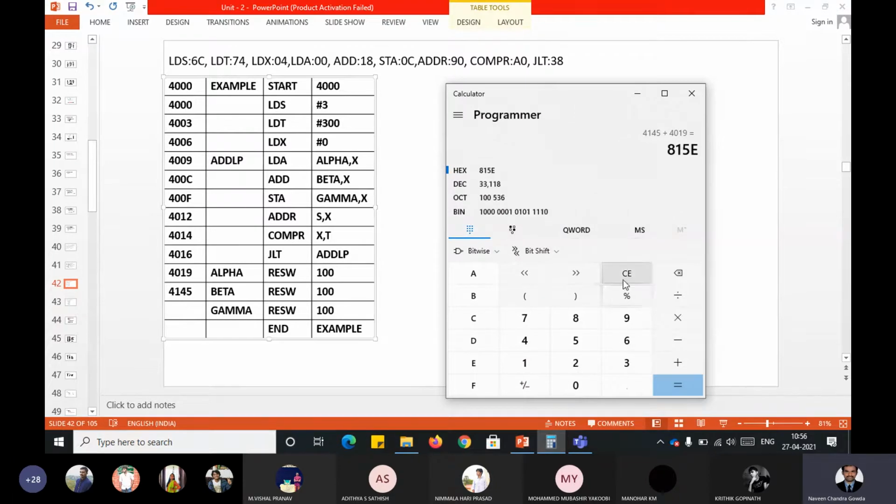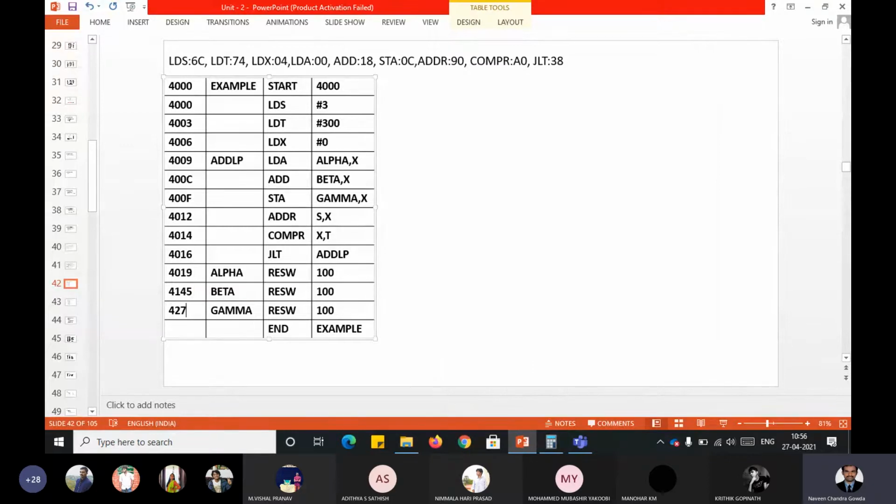So in decimal it is 300. When you convert into hexadecimal it is 12C. That 12C you'll be adding with this 4145. When you add to 4145, you get 4271. Again, gamma reserve word 100. Same way for that.